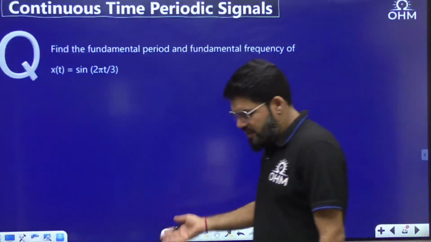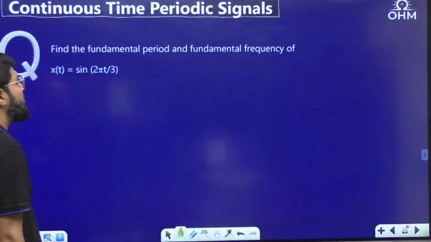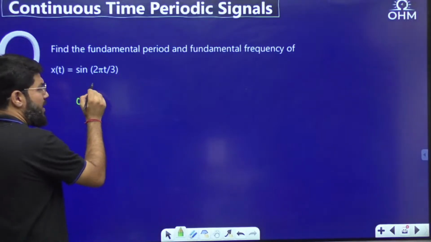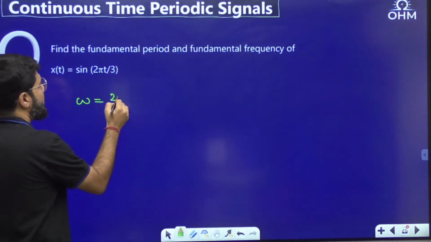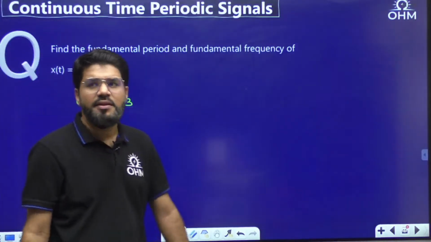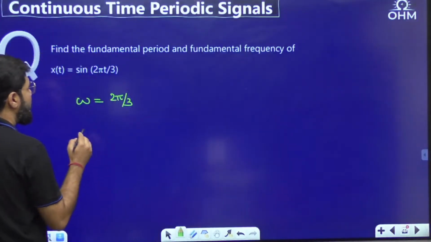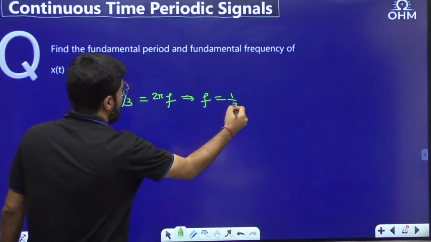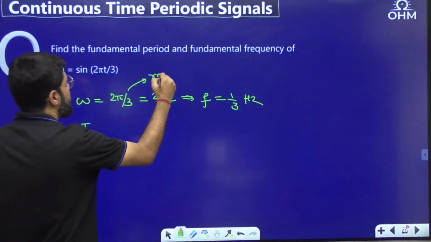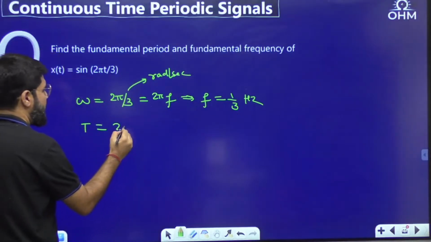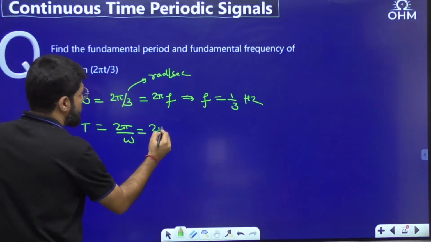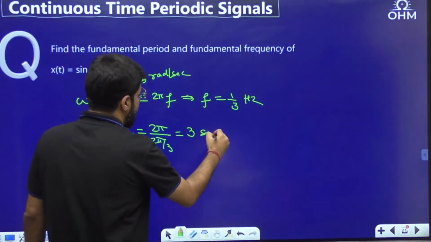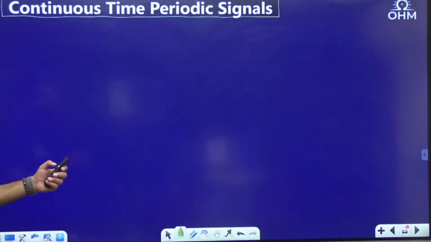Something very basic: find the fundamental period and the fundamental frequency. So what is the time period? Now the fundamental frequency, if I want to talk in terms of angular frequency omega, this is sine omega t, so omega is 2 pi by 3. If I want to talk in terms of frequency, omega is also equal to 2 pi f, so f is 1 by 3 hertz. This one is in radian per second. The fundamental period is 2 pi by omega, so that is 2 pi upon 2 pi by 3, which is equal to 3, the time being measured in seconds by default, the SI unit.